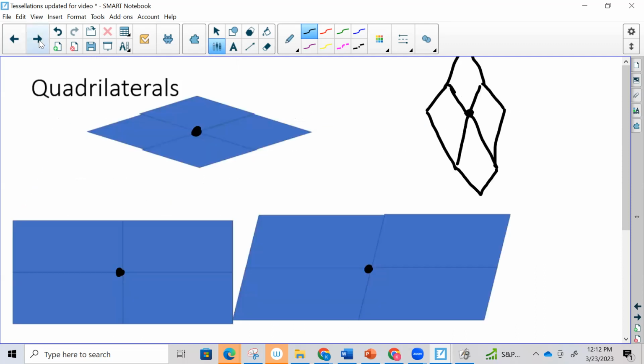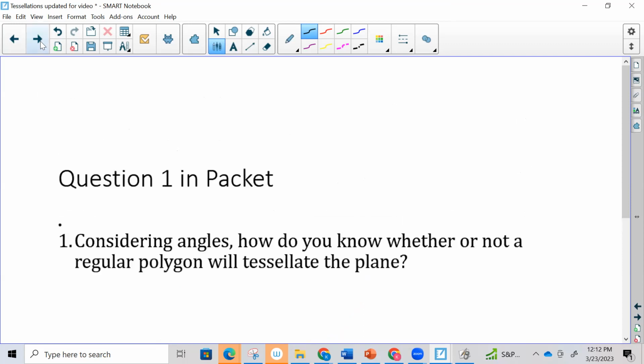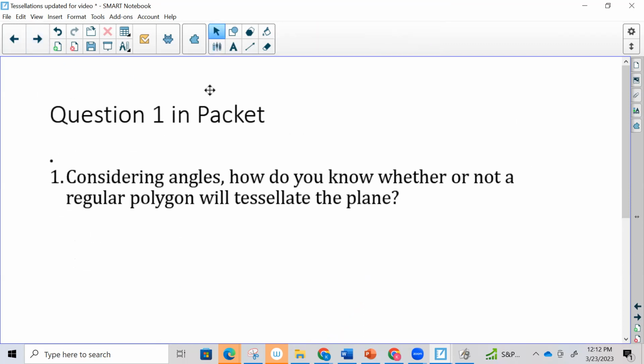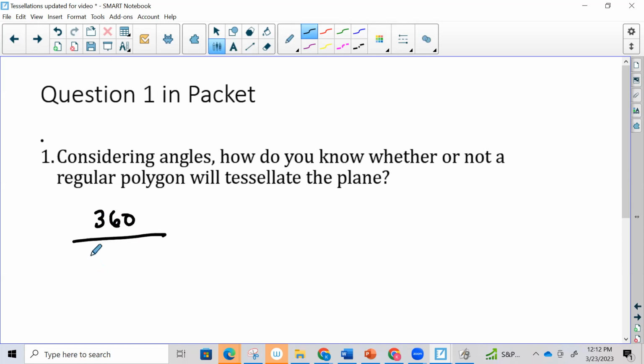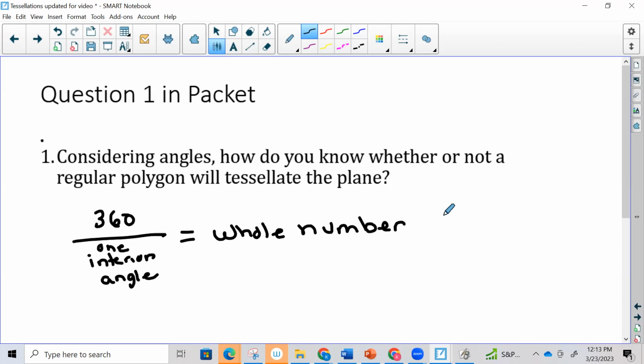So to go to question 1 in the packet, it says, considering angles, how do you know whether or not a regular polygon will tessellate the plane? What we do is 360 divided by the interior angle. Again, we're doing 1 interior angle. It has to equal a whole number. If it does, then the polygons tessellate.